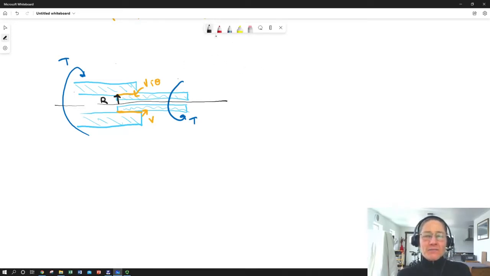Okay, so we can come along here and say our external torque is going to have to be, basically we'll call it our internal torque from the adhesive. The adhesive is what gives it to us.